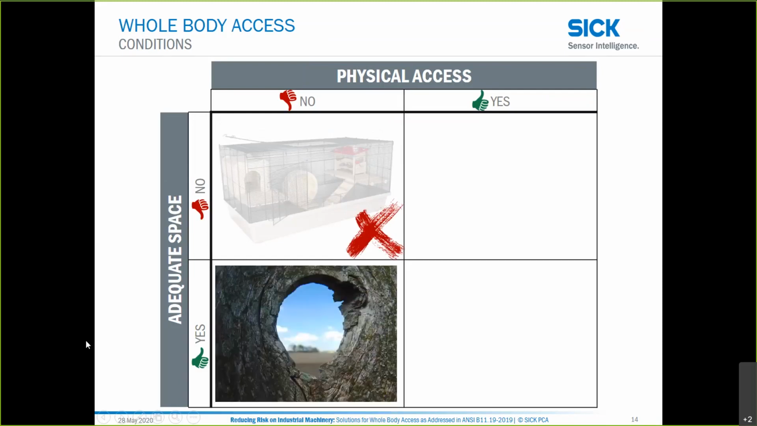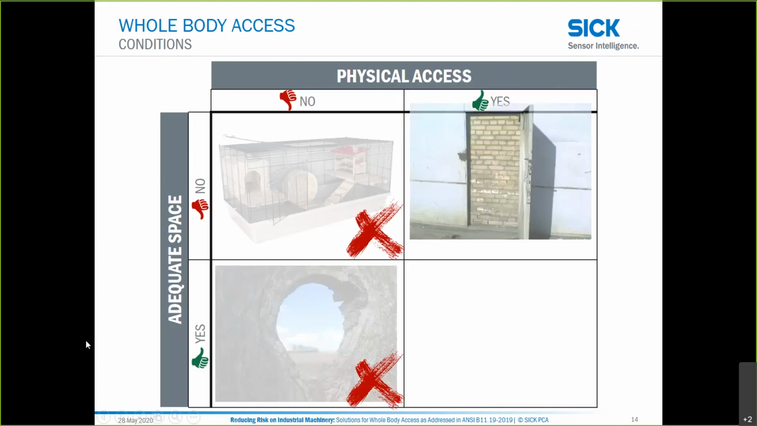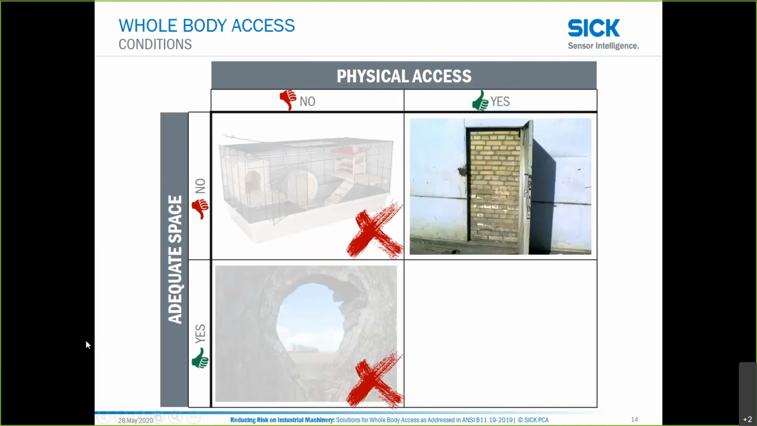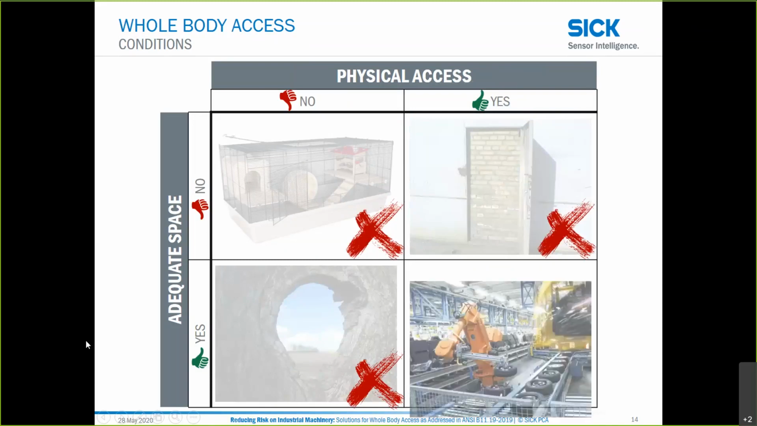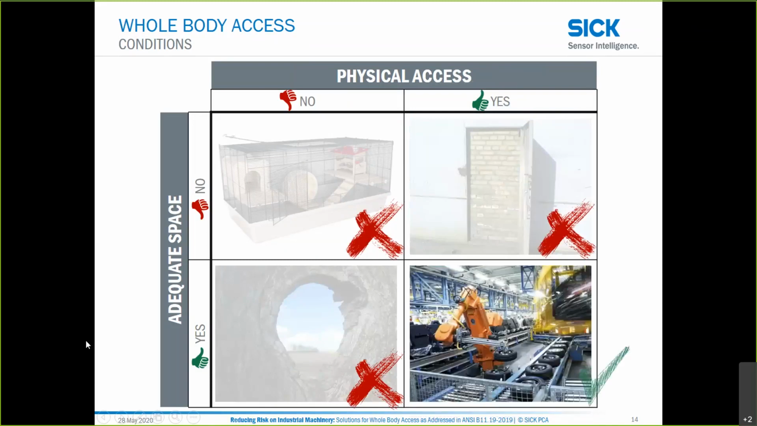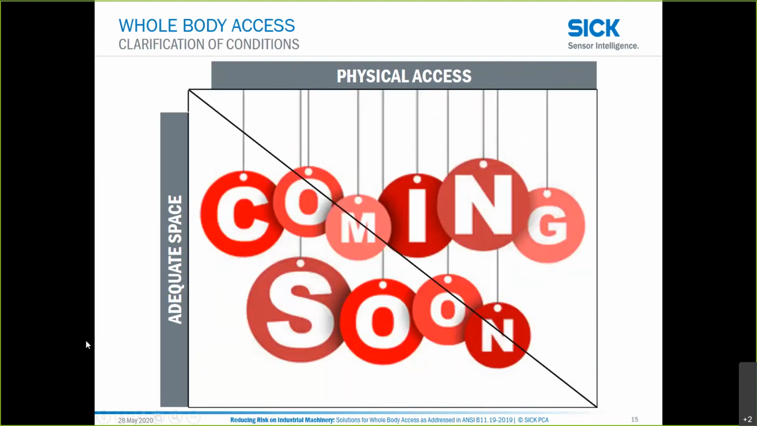If we do have enough space beyond the perimeter, but simply cannot get into it, that also does not constitute whole body access. And conversely, we might have a very large opening, but no space to be inside beyond the perimeter, so that does not qualify as whole body access either. What we need is both. We need a perimeter that we have access to, as well as space inside of it for it to be considered whole body access.